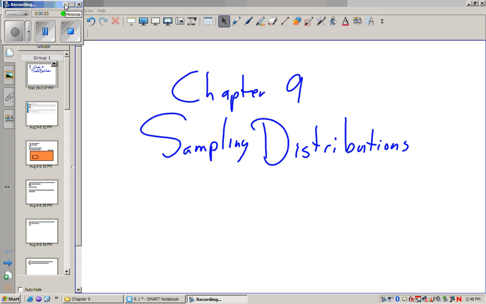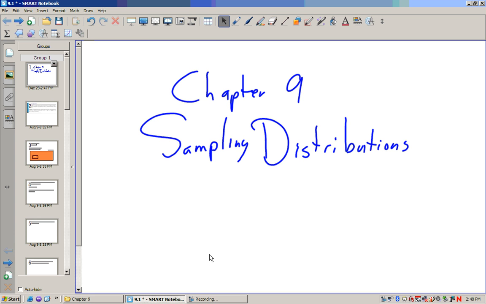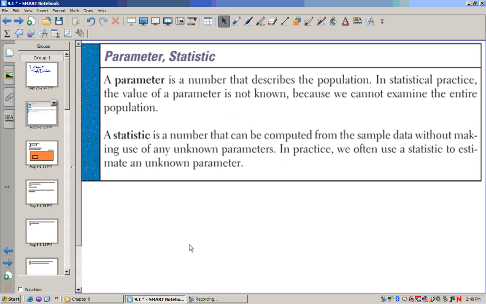Hello, welcome to chapter 9.1. Today we're going to learn about sampling distributions. We have to do a little review first. We have to talk about a parameter and a statistic.